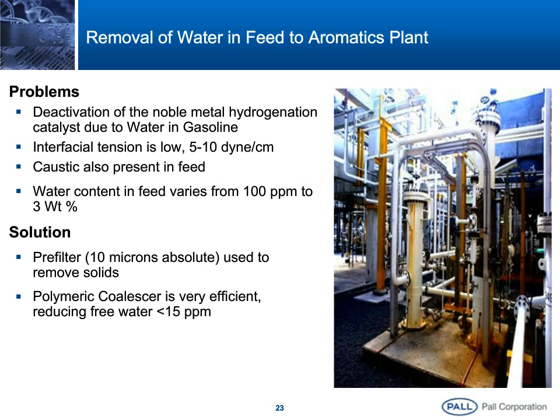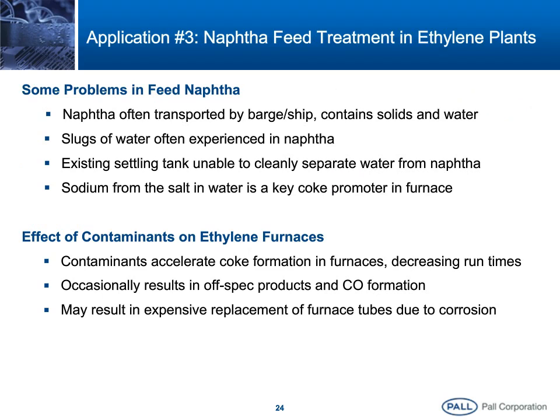This is another application. This is naphtha feed treatment. This is the naphtha feed going as feed to the furnaces in the ethylene plant. This naphtha usually is imported into the plant via barges or ships and contains corrosion products that it picked up along the way, iron compounds. Also has a lot of water in it.